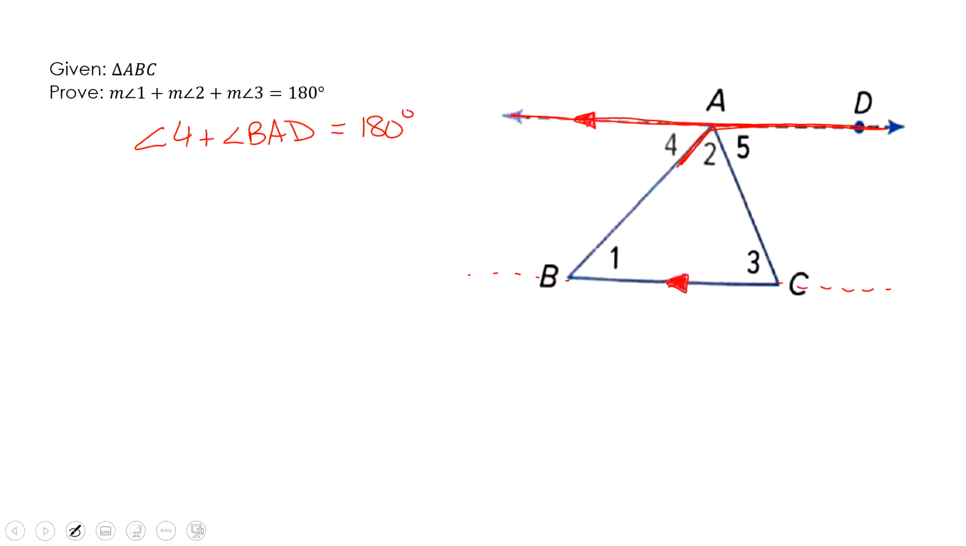We remember that? But I also know that angle BAD is actually angle 2 plus angle 5. So I can substitute this: angle 4 plus angle 2 plus angle 5 equals 180 degrees, right? That's what it's saying. Those three angles, when we add them together, we're going to get 180 degrees. Angle 2 is already part of my triangle. Whoops, I didn't want it dark blue, I wanted yellow.